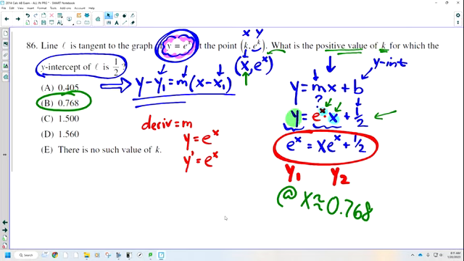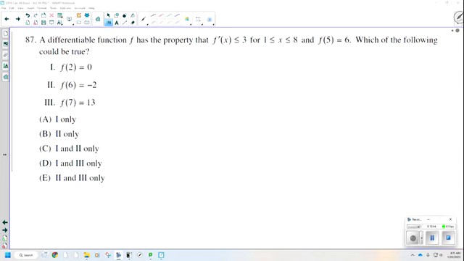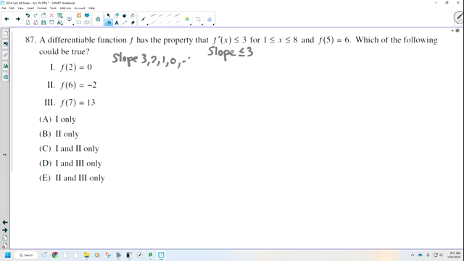Number 87. A differentiable function f has the property that f prime, the derivative or the slope, has to be less than or equal to 3. So 3 is the biggest my slope can be. Off to the side here, I can have a slope of 3, 2, 1, 0, -1, and so forth. I can never be bigger than 3. That's an important thing to understand.